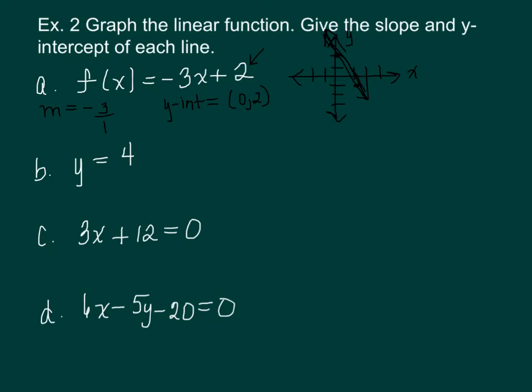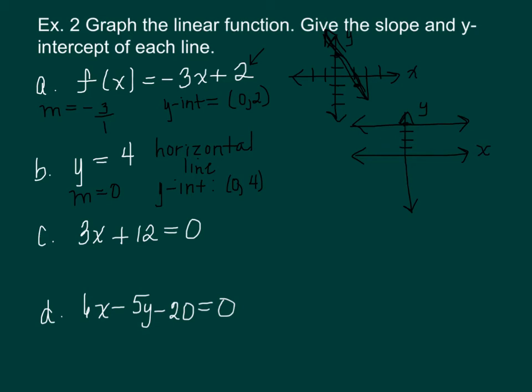Okay, B looks a little strange because this is y equals 4. This is a horizontal line. So your slope is going to be 0, so you won't do any rising. And then your y-intercept will be 0, 4. And you're going to make a horizontal line, and that's your graph.